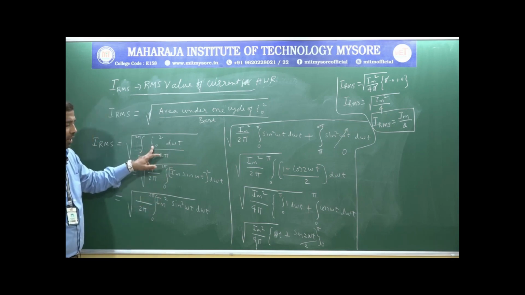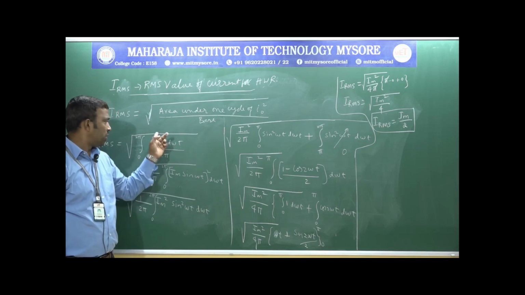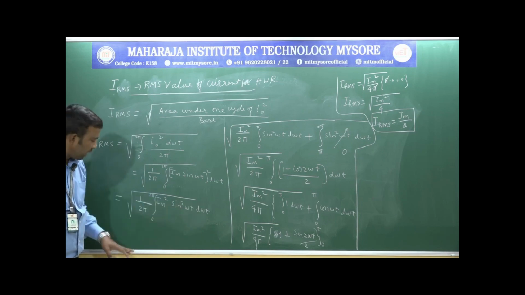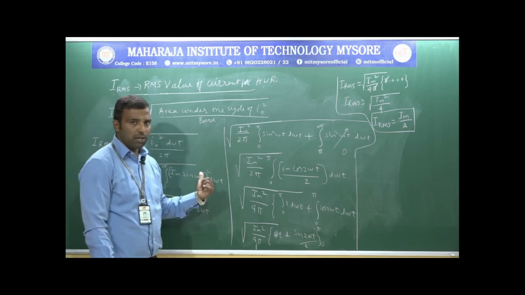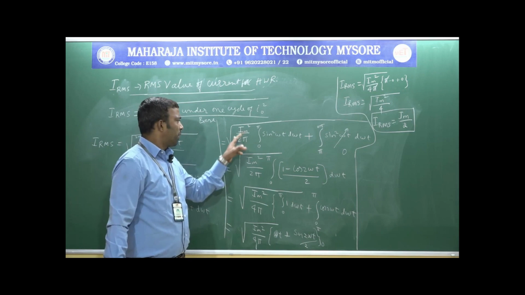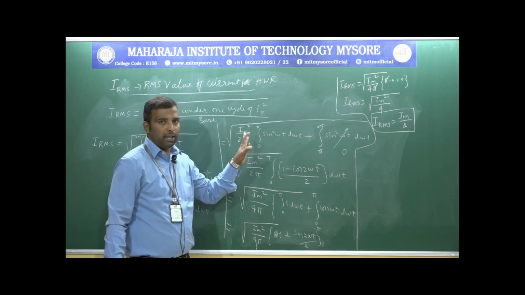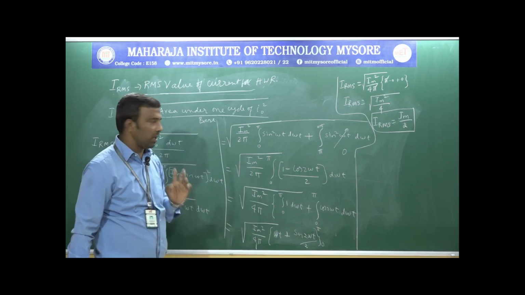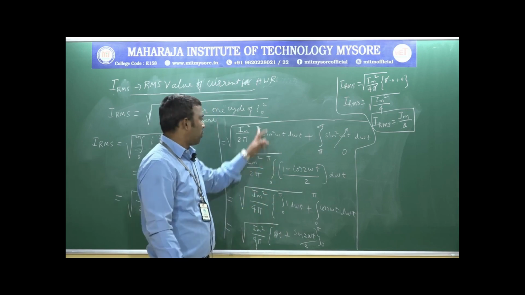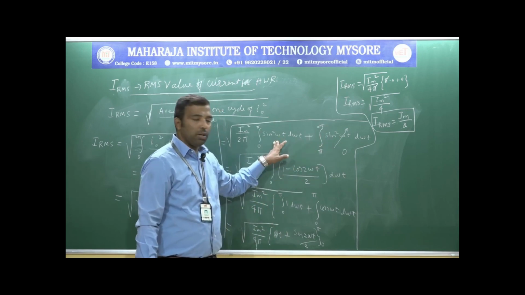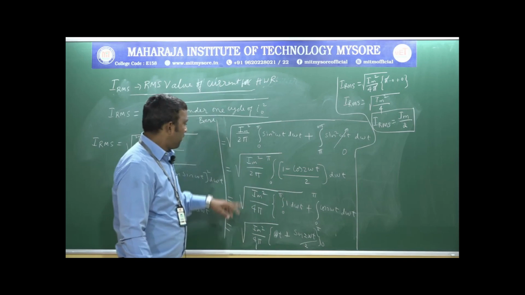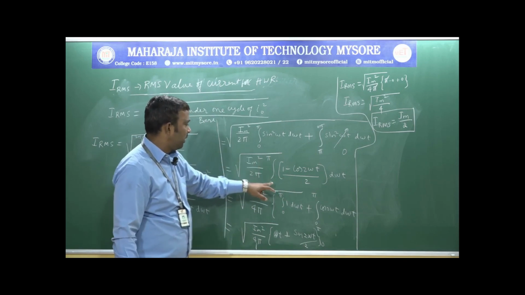I am substituting I naught as Im sin omega t, that is I naught square means this whole square, Im square sin square omega t d omega t, with 1 by 2 pi, the constant term, taken outside. Therefore, the I RMS value is equal to the square root of Im square by 2 pi, with Im square, the constant term, taken outside the integration, of sin square omega t d omega t. I am splitting the integration from 0 to pi and pi to 2 pi. So, this part remains the value and this part becomes 0 because the current is 0 in the negative half cycle. Therefore, this is Im square by 2 pi times the integration from 0 to pi.